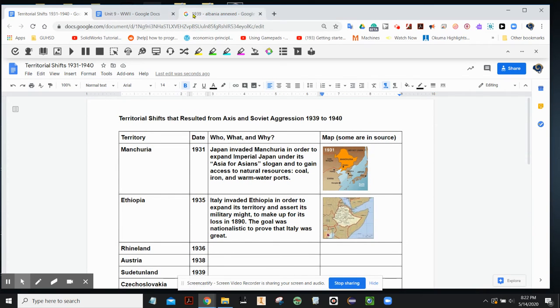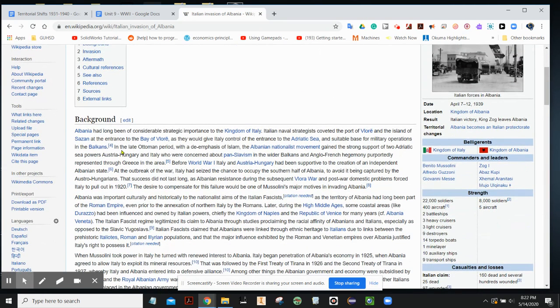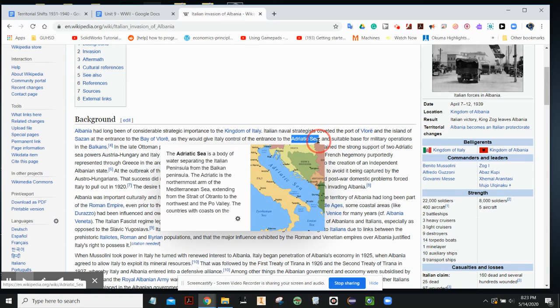So going back to the information here, again, we see that Albania had long been considered a strategic importance to the Kingdom of Italy. Italian naval strategists converted the port of Vlore and the island of Sazan at the entrance of the Bay of Vlore, as they would give Italy control of entrance to the Adriatic Sea. And if you look right here, there you go, Adriatic Sea, and you can see Albania is down here in green, and that is what Italy was trying to do, was to control trade.